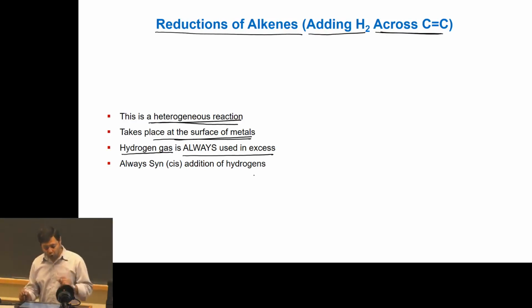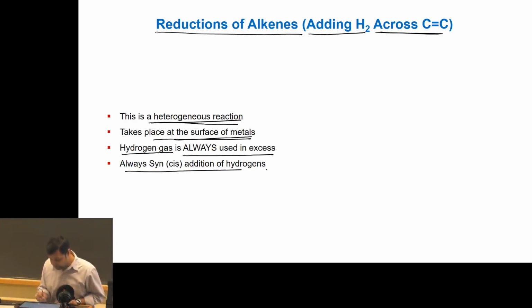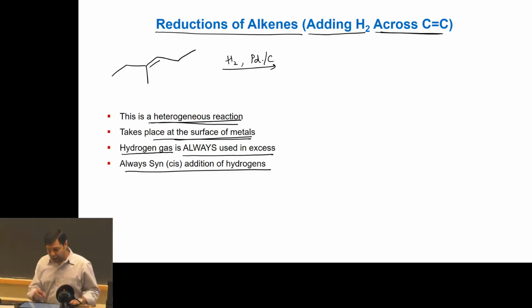And this reaction always gives syn addition of hydrogens, meaning both the hydrogens are added on the same side of the double bonded carbons. All right. So let's write down the reaction. Let's say I'm starting with this alkene. The reaction conditions, hydrogen gas. The metal usually used is palladium on carbon. Alcohols are usually used as solvents.